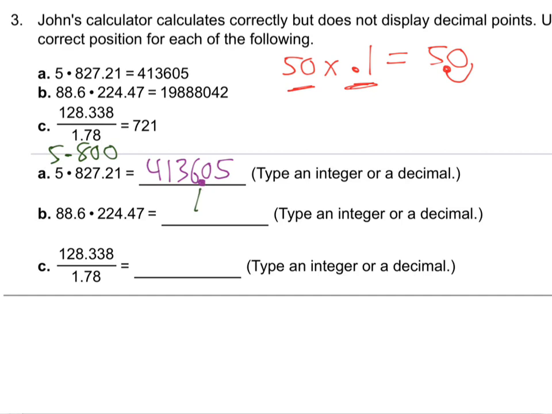So putting the decimal here makes sense. If I put the decimal in some other places, let me try it out. If I put the decimal there, that can't be right. That's only 413. We took 800 5 times, how can it be 400? Couldn't be that. Or what if you had the decimal way back here? That'd be 41,000. How can 800 only 5 times be 41,000? No way. Does that make sense?